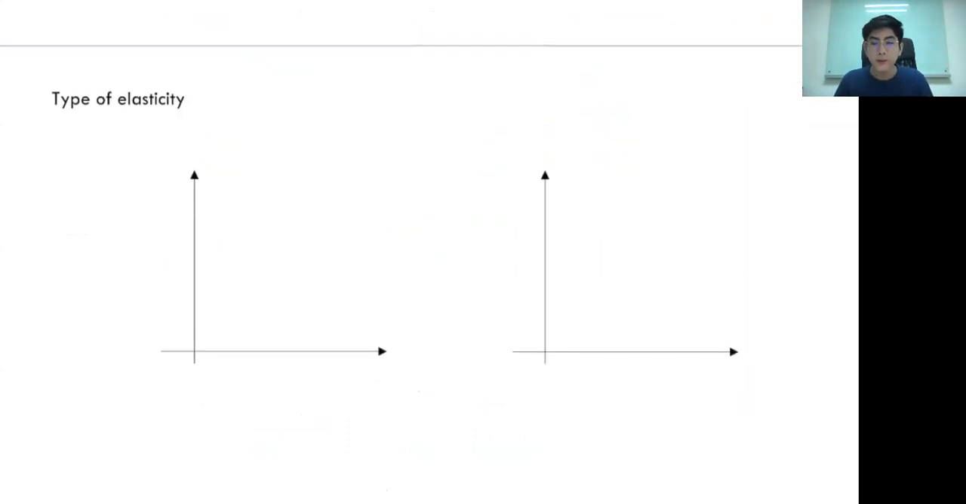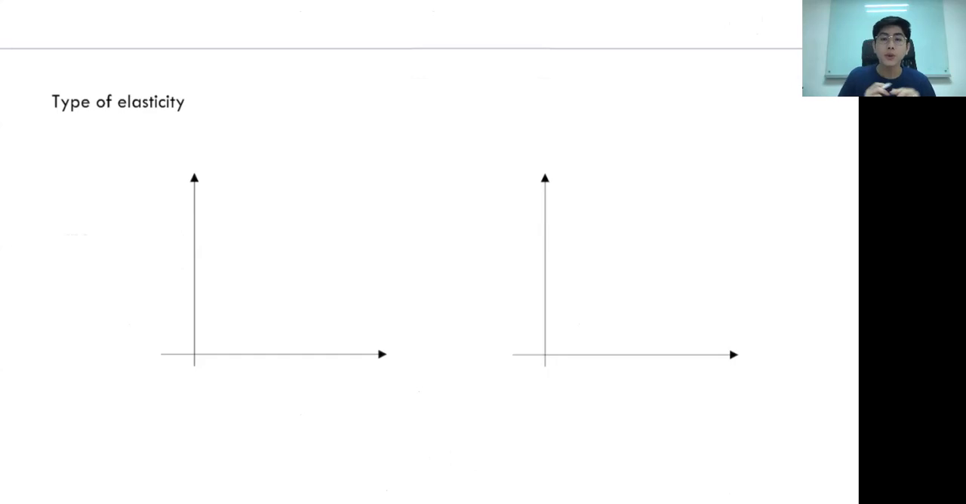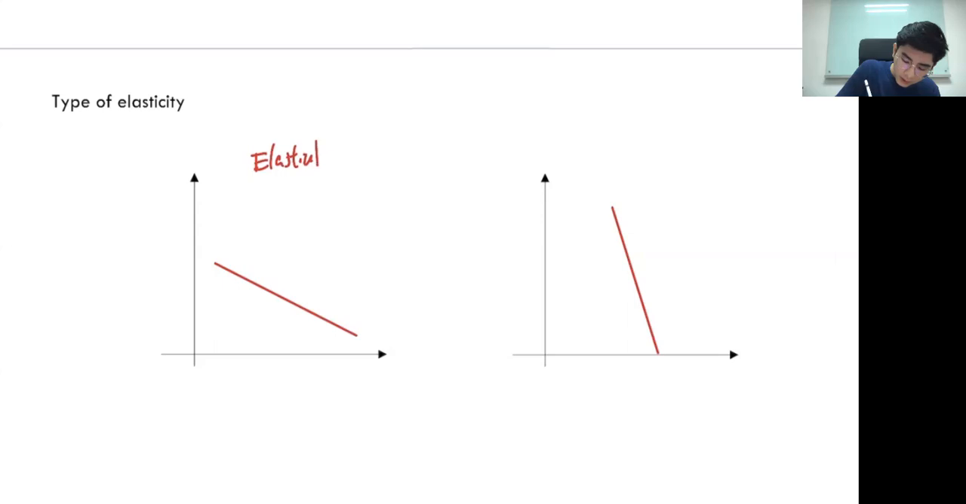So just now, we have learned elastic and inelastic. We have 5 graphs in total in this chapter. The first one, which we just learned, is the elastic graph. The elastic one is always flatter. Okay, the elastic graph is always flat. This one, inelastic, is steeper.